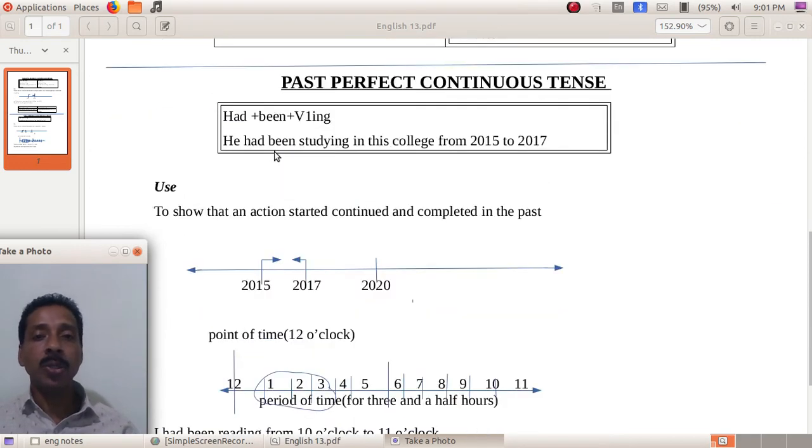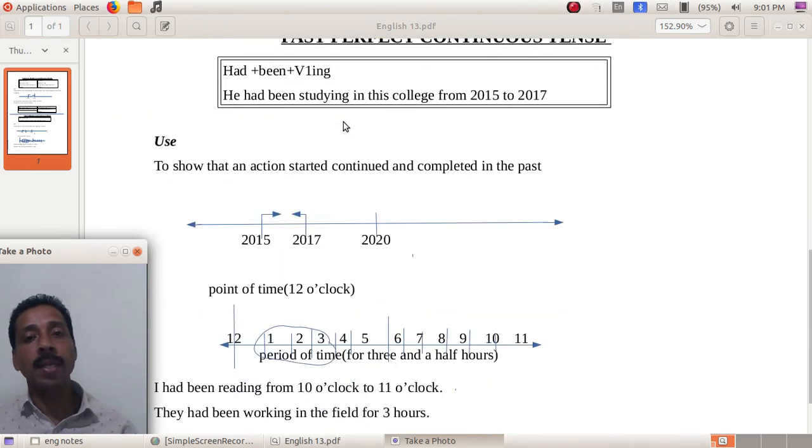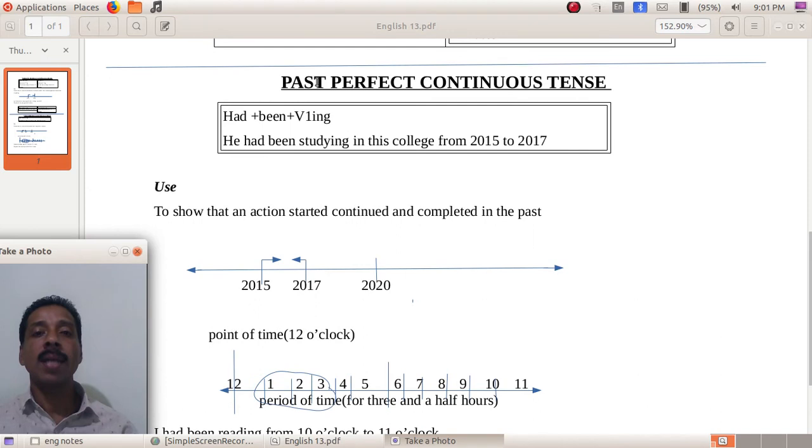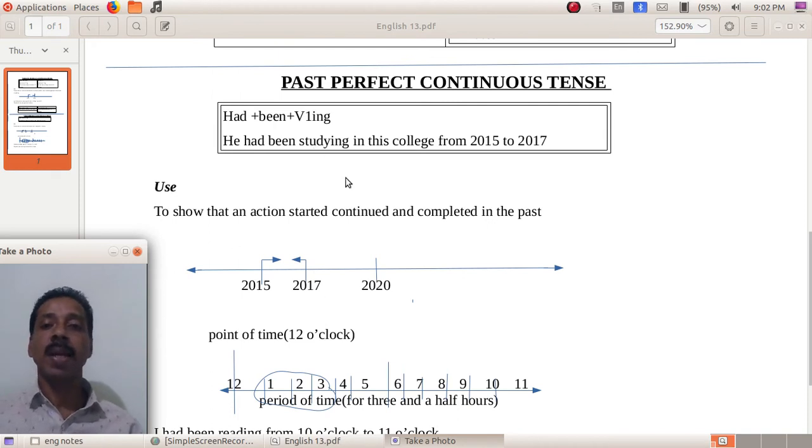Okay, so coming to past perfect continuous tense. As it is past perfect, had plus V3 form. Continuous tense, be form plus V1 ing. So had plus been, past perfect. Been plus V1 ing shows continuous tense. So past perfect continuous tense. He had been studying in this college from 2015 to 17.